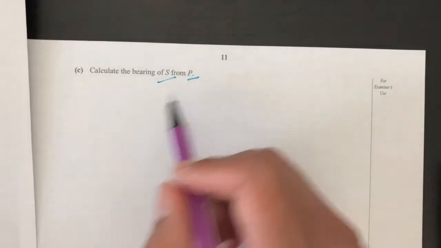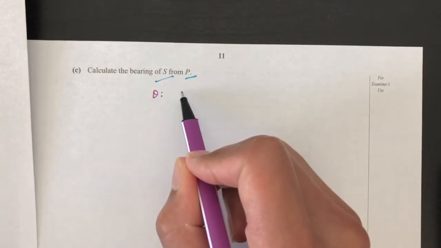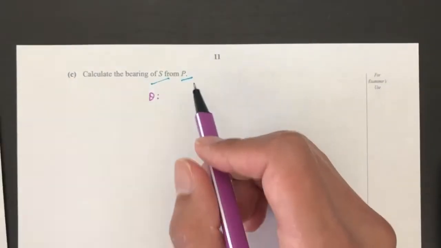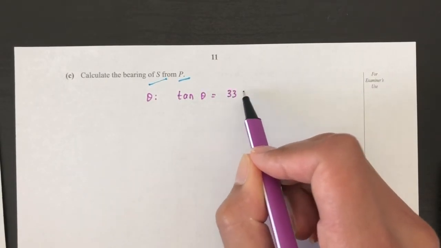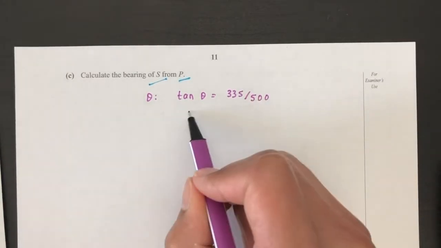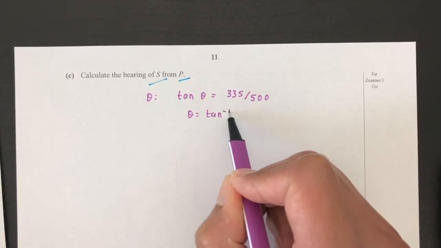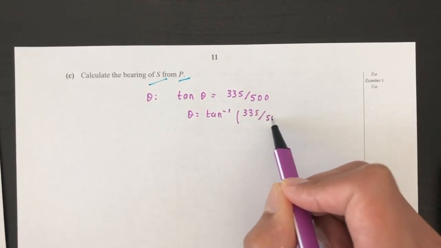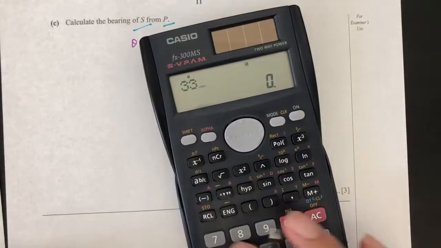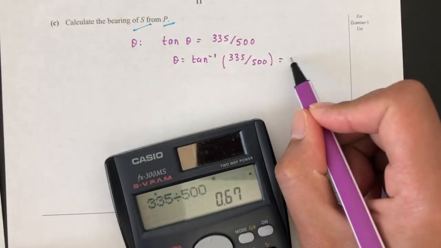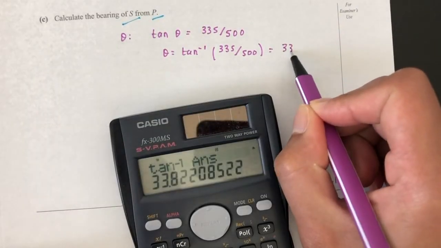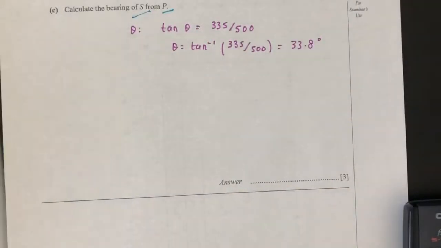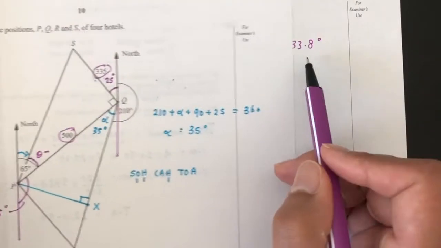So, sorry, theta. Theta will be, you have to use tan because this is our adjacent side and this is the opposite side. Tan of theta is given by 335 over 500. So theta will be tan inverse of 335 over 500. So we have to do tan inverse of that. That will be 33.8 degrees.